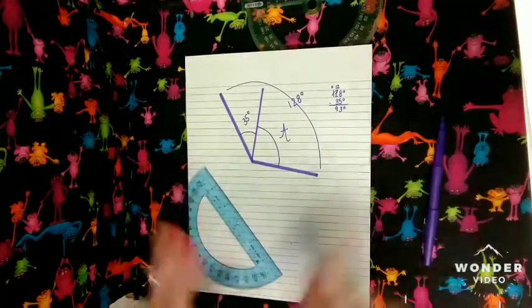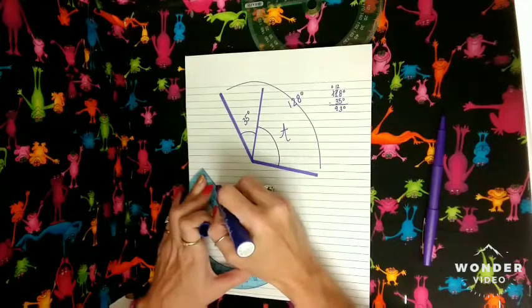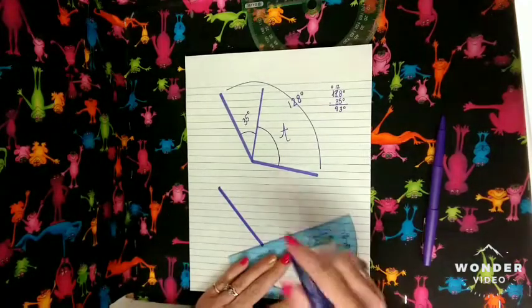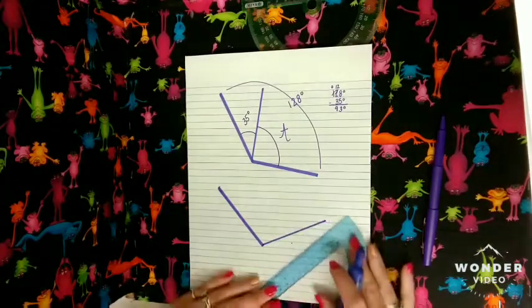Now they'll also have to be able to do this. Now these numbers will be given to them already.